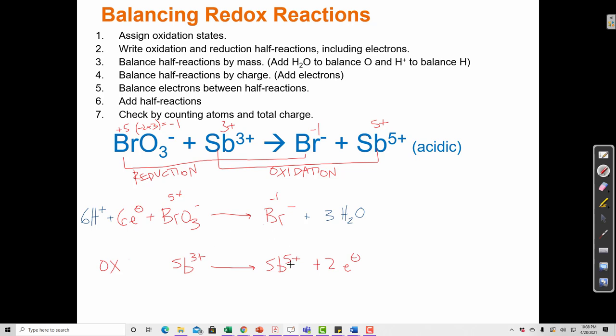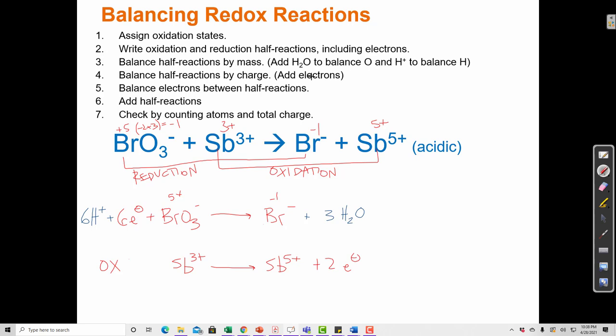1 antimony and 1 antimony. And 2 electrons on this side and none on this side, but again, we'll leave the electrons for the next step. So these are now balanced by mass. I have all the same number and type of atoms on each side of each reaction. So now I balance the half reactions by charge.